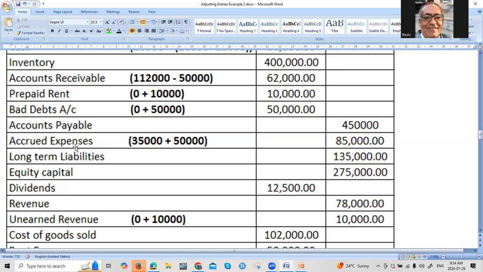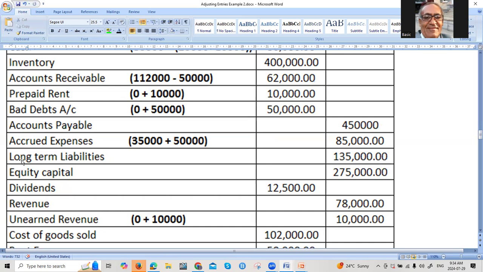Credit means you have to pay it. Accrued means I took the service, I had the service, but I didn't pay. Like as example, the salaries. Salaries should be paid in March. I paid it later on, after 2 months, in May, and so on.